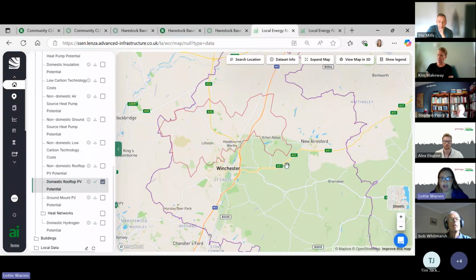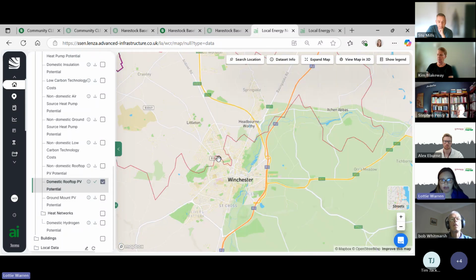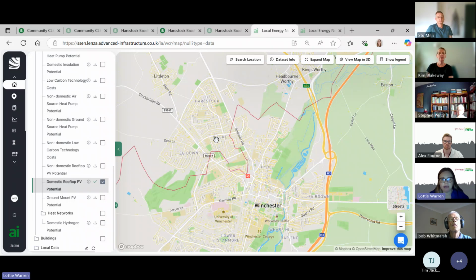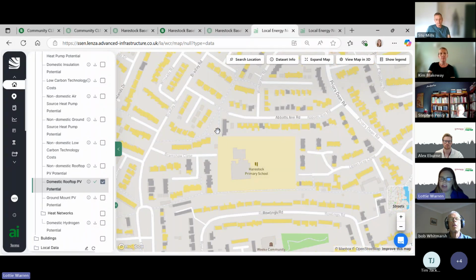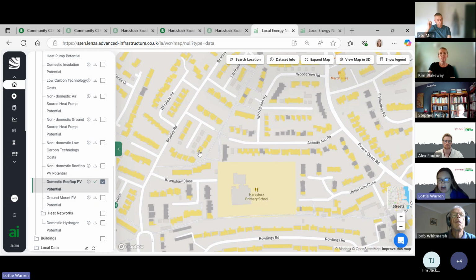So hopefully everyone can now see the Lenser tool. I'm going to put on the domestic rooftop PV potential, and then I'm going to zoom in. If I zoom in over Harestock here, you can see that all of the buildings highlighted in yellow are ones that the data believes would be suitable for solar PV installation, and all the ones that are greyed out are ones that have been decided that they potentially aren't suitable.